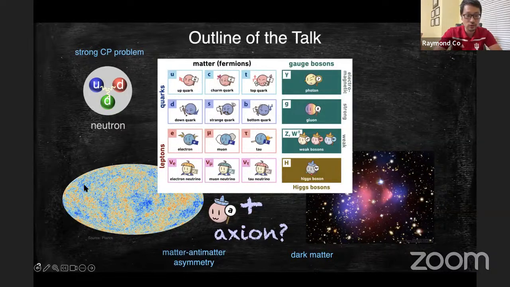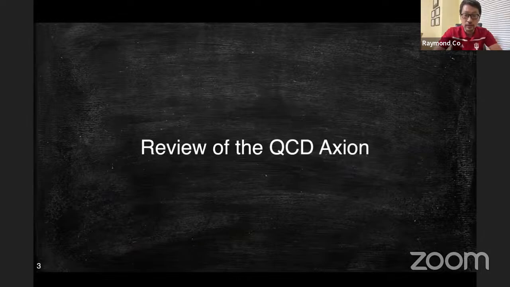The other big mystery of the universe is that we only see mostly matter in the universe, but the standard model predicts that there should be an equal amount of matter and antimatter. So where does the antimatter go? What provides the source of the matter-antimatter asymmetry? That is the main topic that I want to cover today. Specifically, I want to use the particle called the axion to address all three questions in a very simple construction with various mechanisms. All right, so let me begin with a review of the QCD axion.